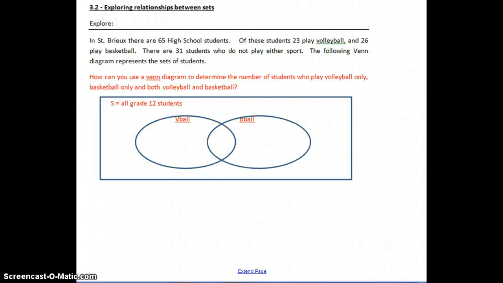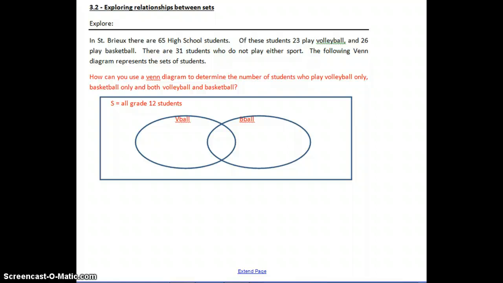Then let's look at our first example. At St. Bruce School, there are 65 high school students. 23 of these play volleyball, 26 play basketball. There are 31 students who do not play either. The following Venn diagram represents the sets of students.